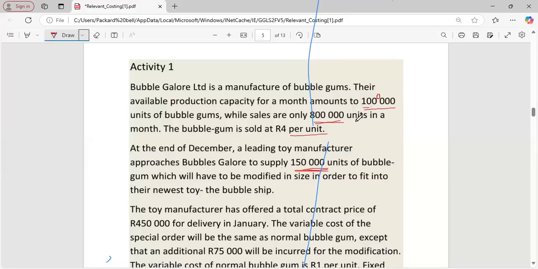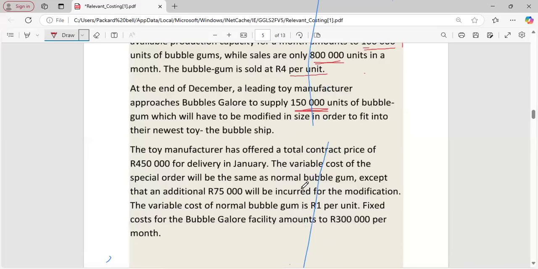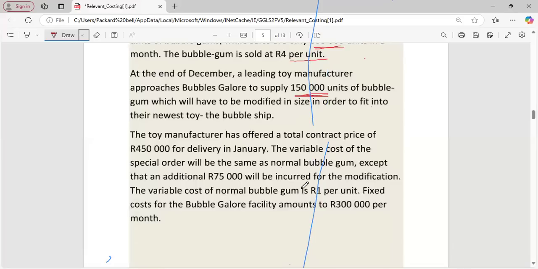So you can see there's still capacity here to take the special order. In terms of capacity, we still have the capacity. There's 1 million minus 800 minus 150. We're still left with 50,000 in our capacity. So in terms of capacity, we are fine, right? So let's look at the other part. They say the toy manufacturer is offered a total contract price. This is the incremental revenue, so this is going to be the incremental revenue of 450.